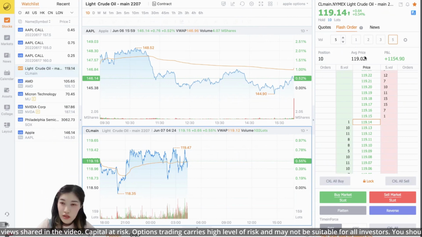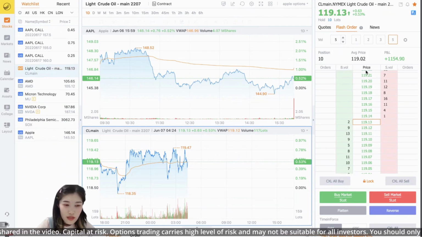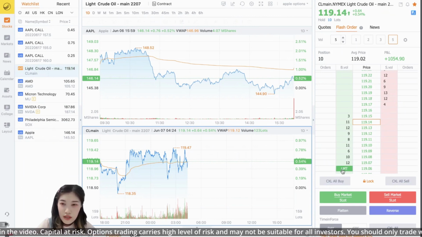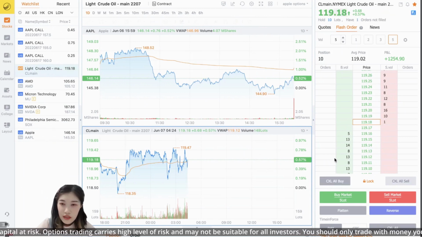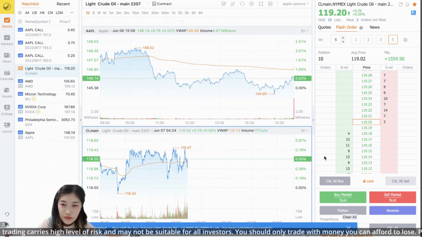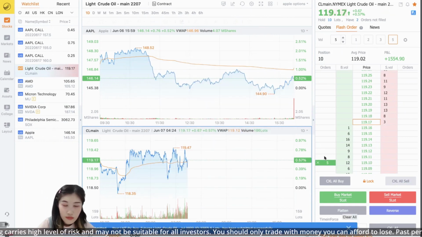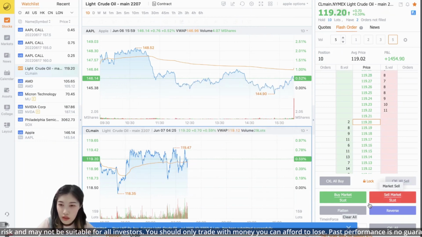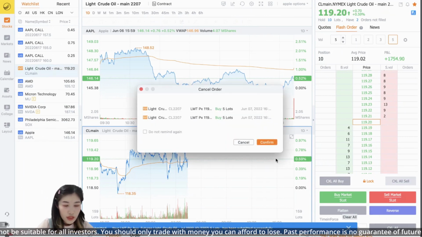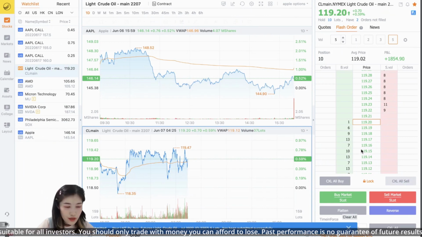Now, for limit orders, as you can see, we have a list of prices here, and you can select the price you want and click on confirm. If your orders are not filled yet, you should see them in the orders column. You can always click on an order if you want to cancel, or you can use cancel buy, cancel sell, or cancel all. As you see, the orders are moving really fast.